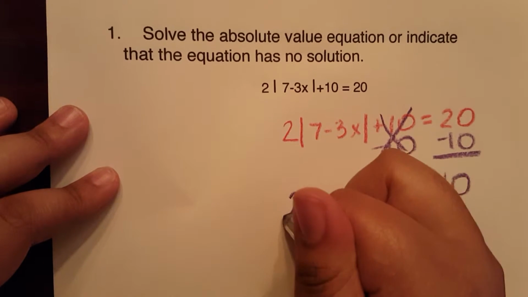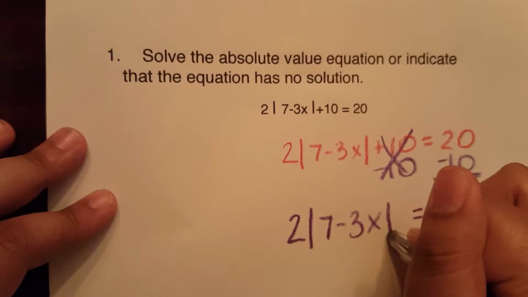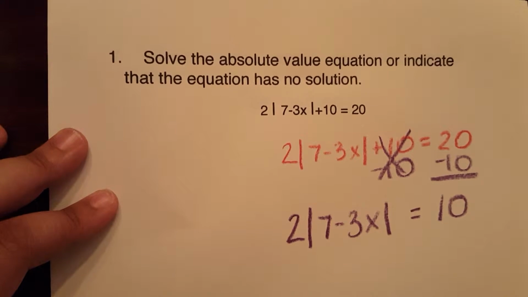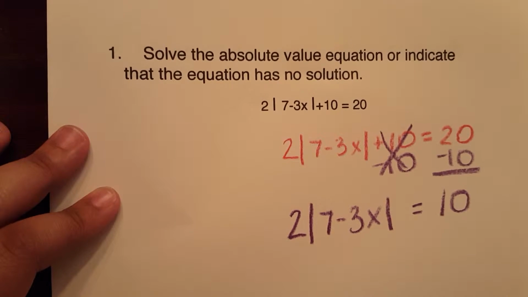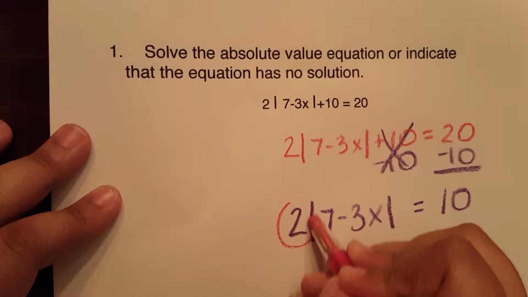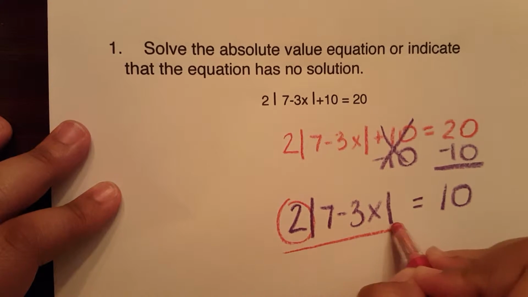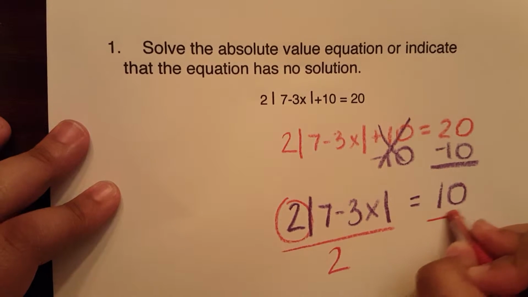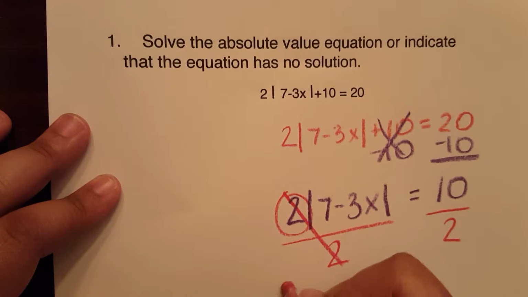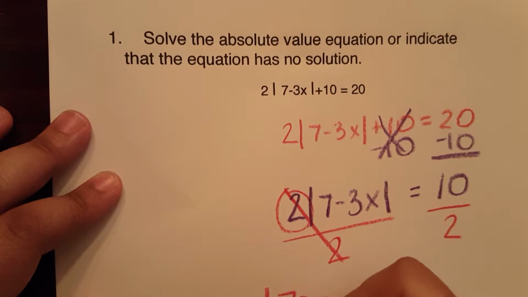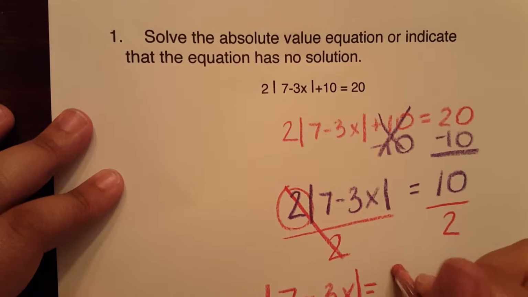So all together, okay. I'm going back to red. So now we have to get rid of the 2 to just leave the absolute value on one side. So to get rid of the 2, you have to divide it by 2 on both sides. So you cancel out the 2. So that'll leave you with the absolute value of 7 minus 3x equals 5.